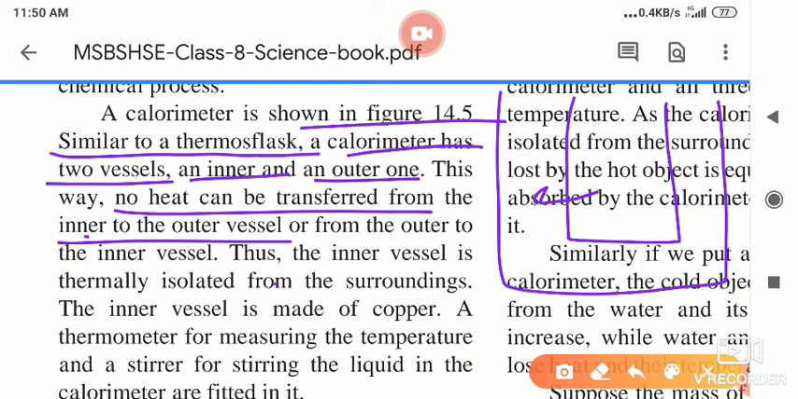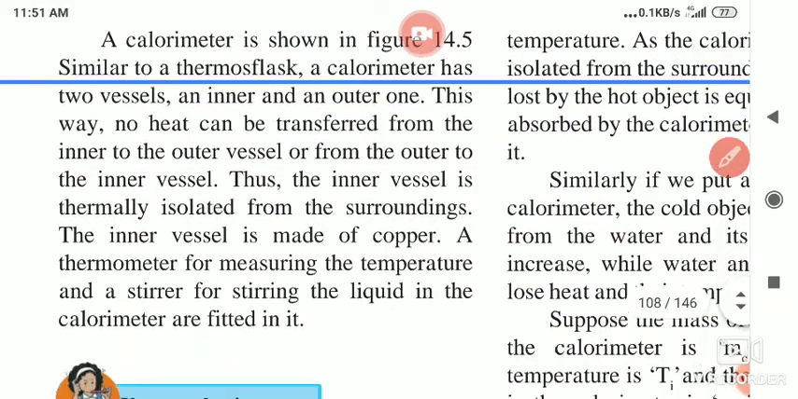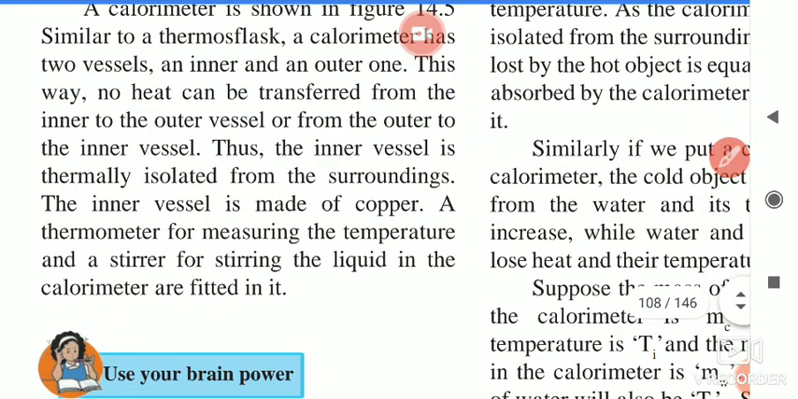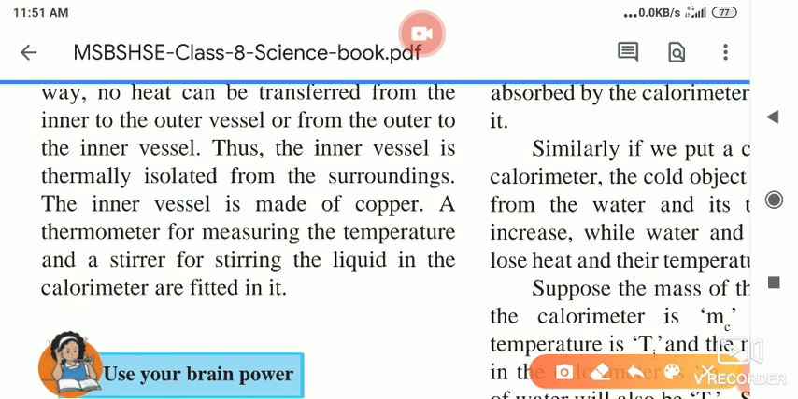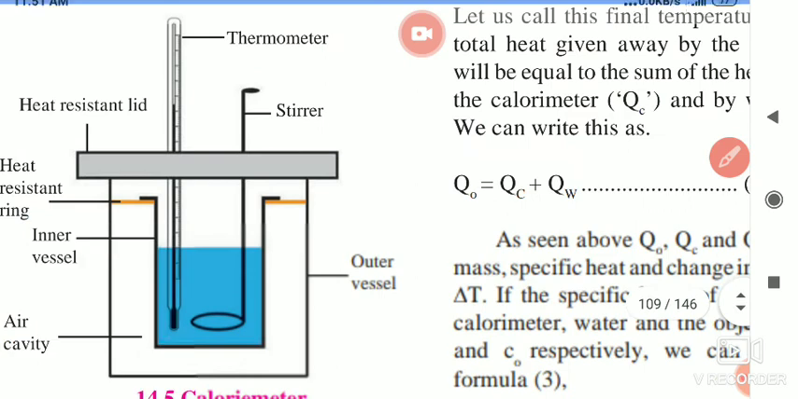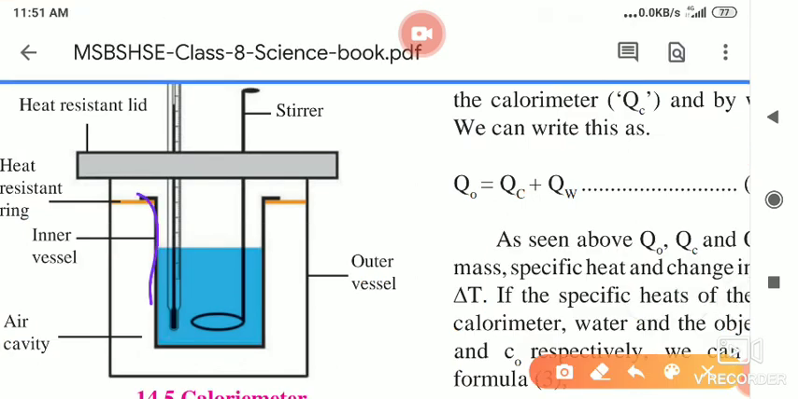Why? Because the space is there between the outer and the inner vessel, and that's why heat exchange or heat transfer does not take place. Thus the inner vessel is thermally isolated from the surroundings. The inner vessel is made up of copper. See here, this inner vessel is made up of the material called copper.